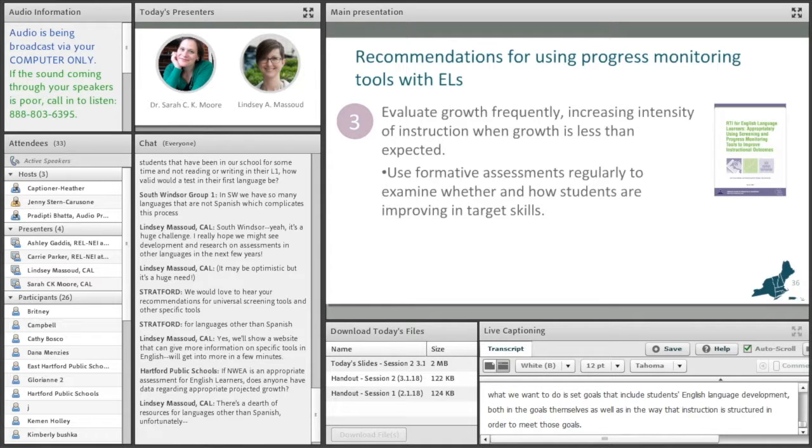So the third recommendation for using progress monitoring tools with English learners is to evaluate growth frequently, increasing intensity of instruction when growth is less than expected. So this kind of ongoing regular feedback through formative assessment as well as potentially other data sources can really help us to identify whether an intervention is working for a student and then to adjust that instruction as appropriate to ensure that students are equipped to be meeting the goals that we've set for them.